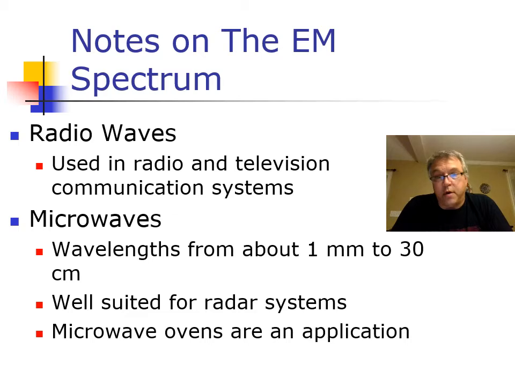Next up, we have microwaves. Microwaves are used for radar. They're also used for communications as well. A lot of our cell phone signals, when they need to be sent over long distances from towers to central locations, use microwaves. They're very well suited for radar, so it's used in radar applications as well. And then again, we have our trusty microwave ovens. So those use microwaves to excite the water molecules in our food and heat our food up.